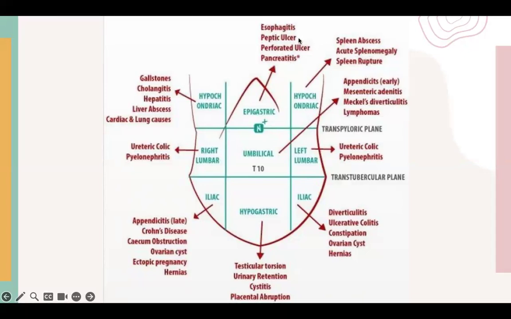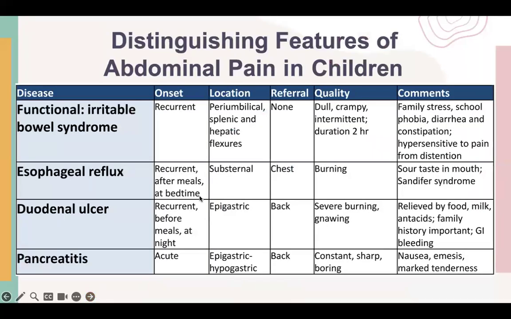Epigastric, it can be esophagitis, peptic ulcer, perforated ulcer, or pancreatitis. Umbilical pain is majorly early appendicitis. Others are mesenteric lymphadenitis, diverticulitis, and lymphomas. So depending on the pain characteristic features like onset, location, referral, quality of the pain, this can be different functional syndromes or different clinical syndromes.